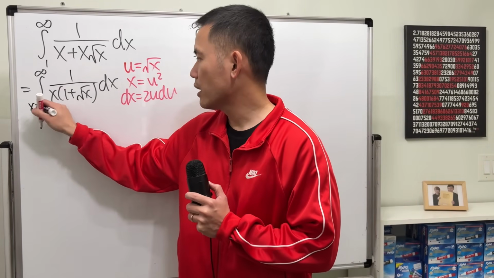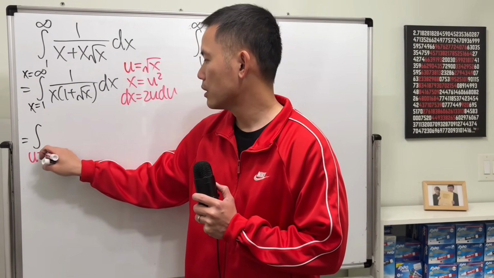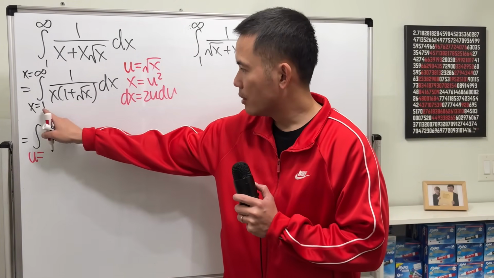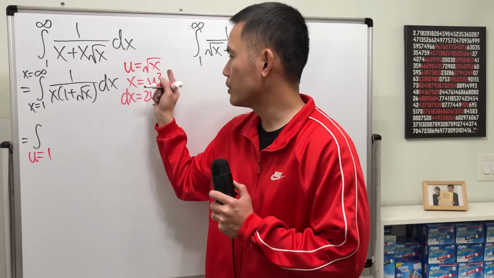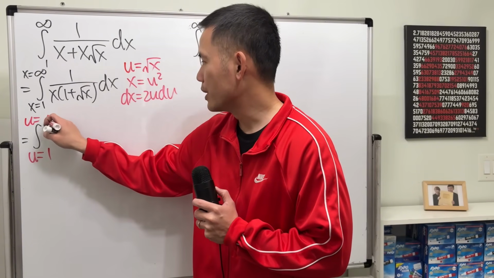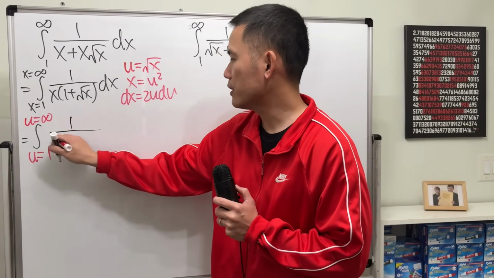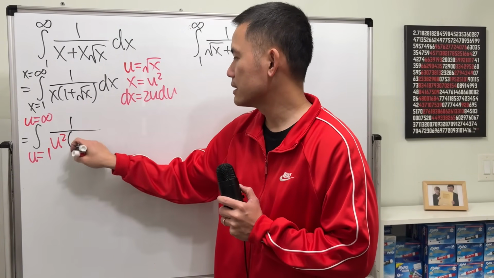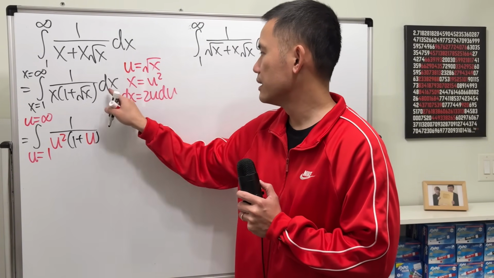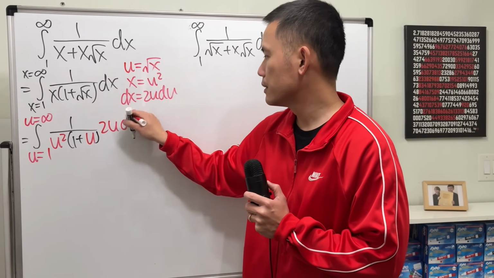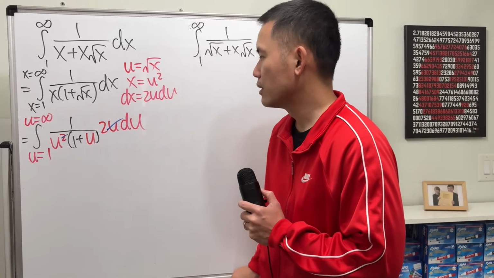Now remember, these right here are the x values. To go to the u world, also change the numbers. Plugging 1 into here, square root of 1 is 1. Plugging infinity to here, we get u is infinity. 1 over x is 1 over u squared. 1 plus square root is 1 plus u. And then this is 2u du. And now we can see one of the u's gets cancelled.